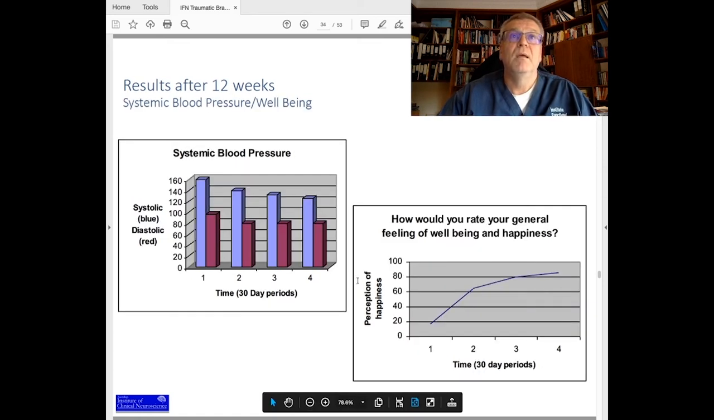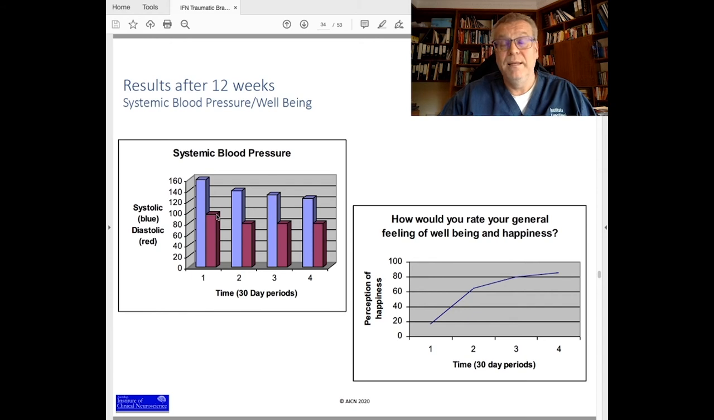His blood pressure was interesting because it was up around 160 over 90. Now it should be 120 over 80, especially in a healthy young athlete. And we suspect this was because the brain injury was involving his autonomic function, which caused his blood pressure to go up. And as we corrected his brain function, his blood pressure moved back into the normal range, 120 over about 78.